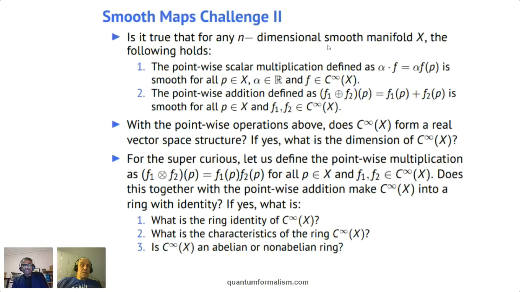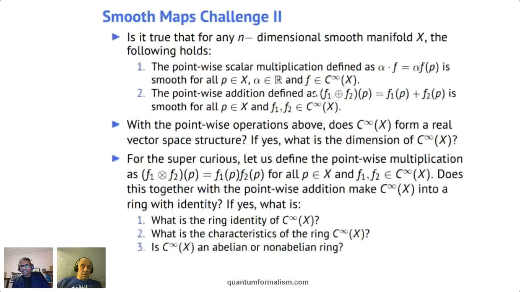So we have an n-dimensional smooth manifold, and we define the notion of pointwise scalar multiplication as this. Alpha times F at P equals alpha times F of P. So this product here is the product on the reals. The same way, we can define the pointwise addition.